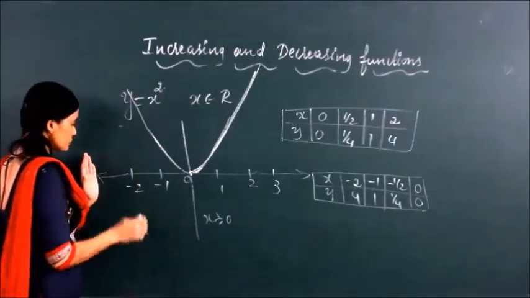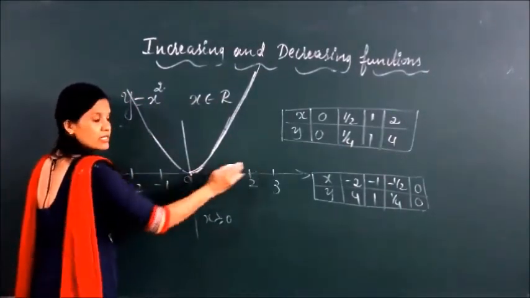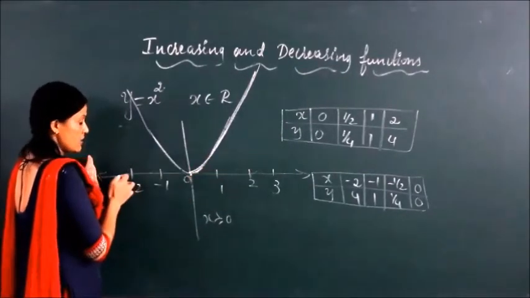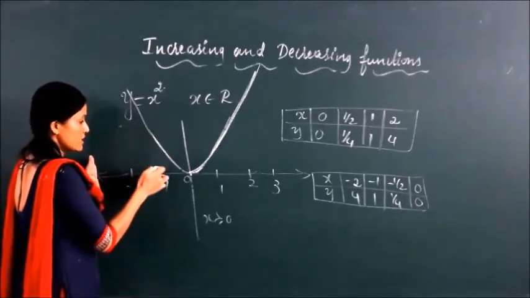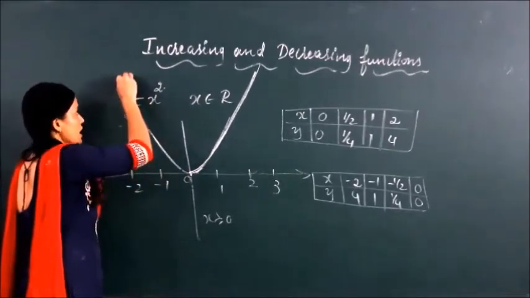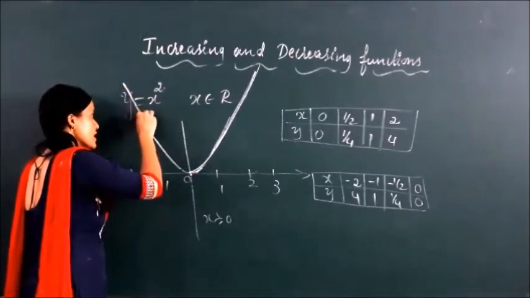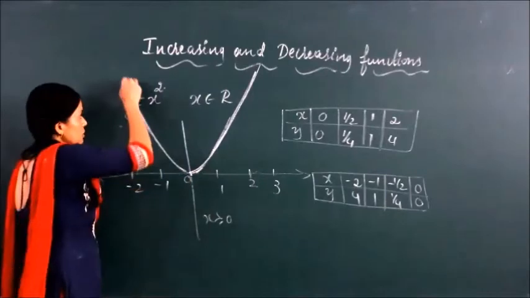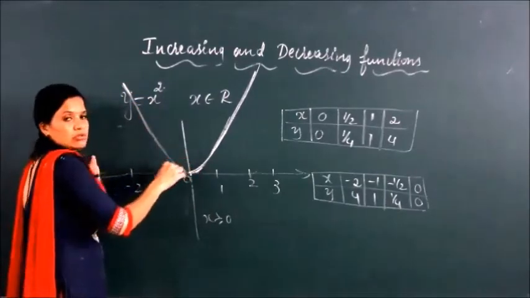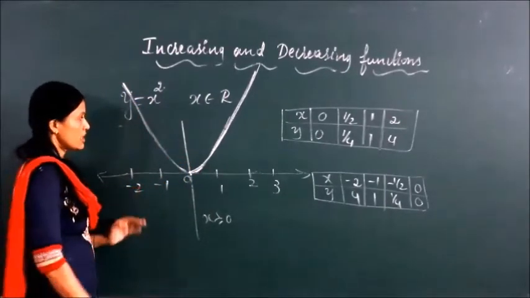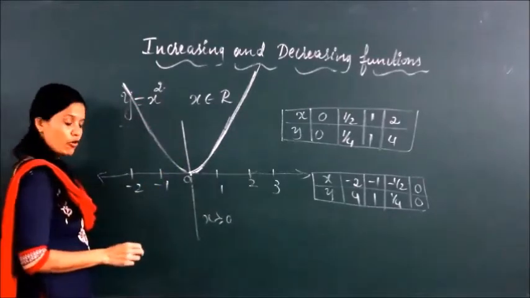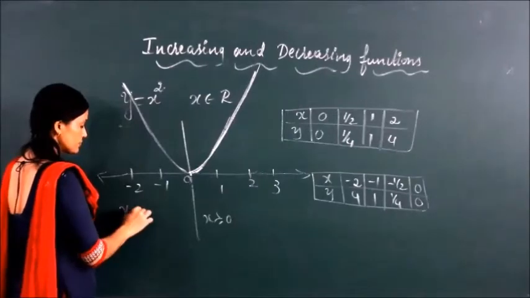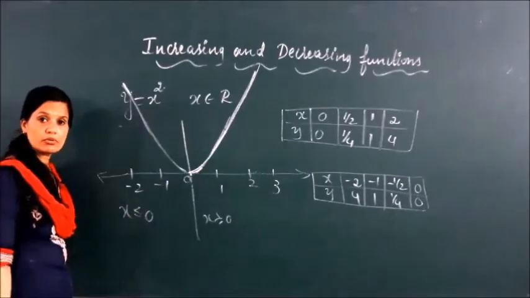The same way, look into the other side of the graph. So when you are moving from left to right, look at that. When x is equal to minus 2, y is 4. When x is equal to minus 1, it is 1. So the graph is decreasing continuously. So here it comes down. The graph goes down. So the graph is decreasing for all the values of x less than or equal to 0.